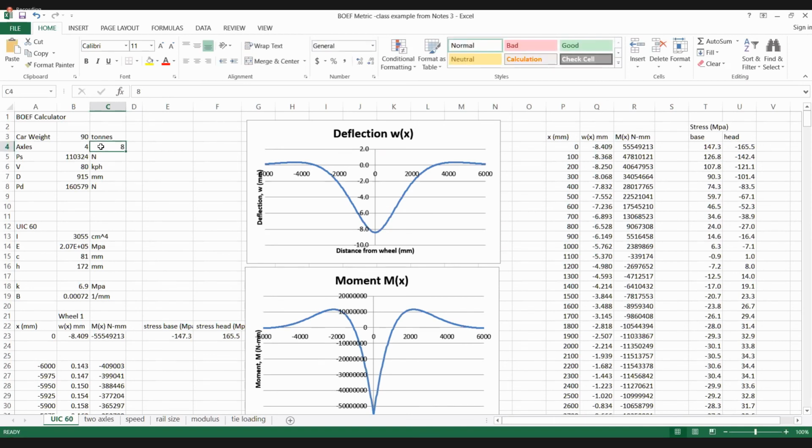Oh, let me do it this way. I have 8 wheels, standard freight wagon, okay? So my 90 tons, my static wheel load is nothing more than the weight of my car divided by the number of wheels. And that becomes 110 kilonewtons.